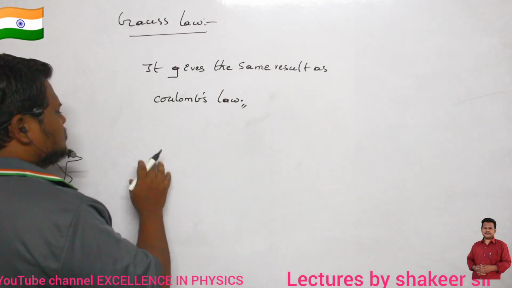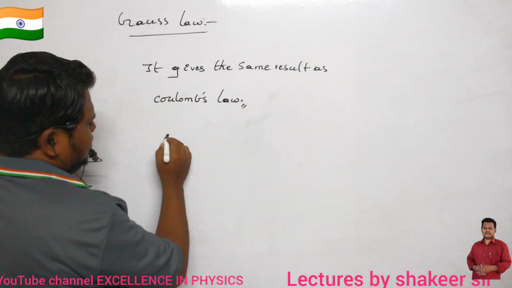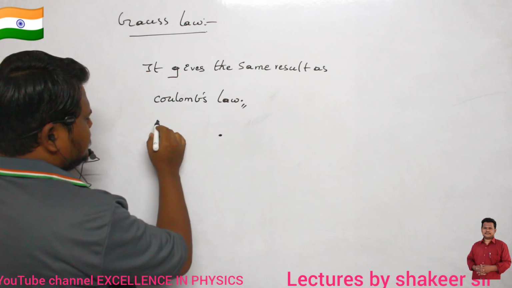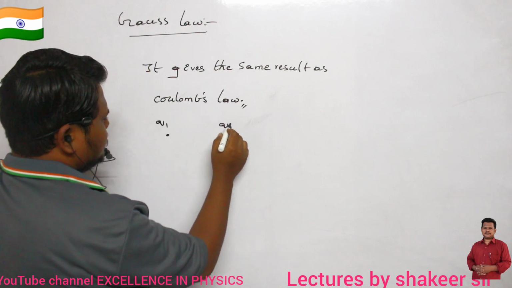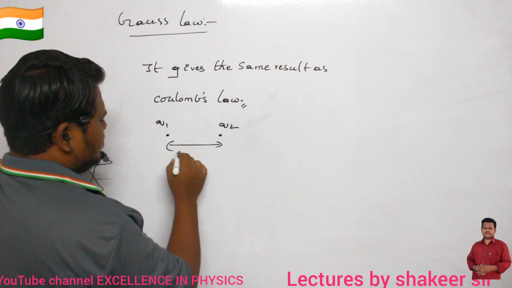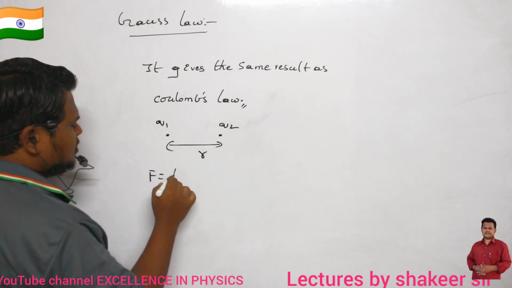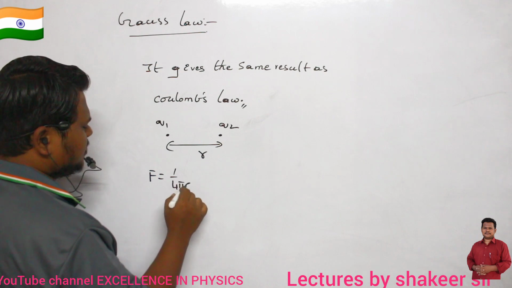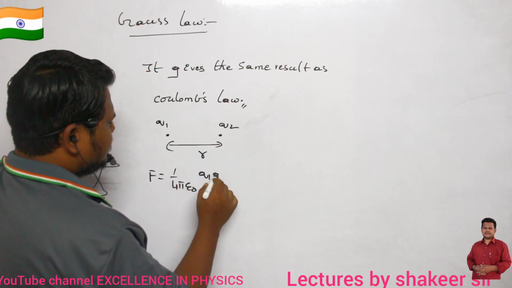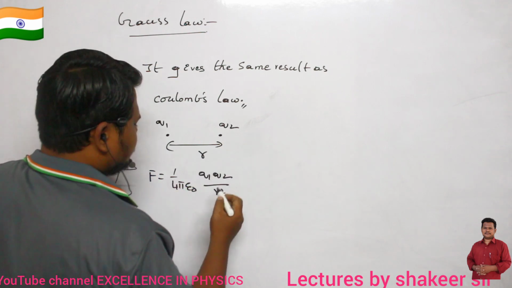So what is Coulomb's law? Coulomb's law we have already studied. For example, these are two charges Q1 and Q2. They are separated by a distance of r. Then what is the force of interaction between them? F is equal to 1 by 4 pi epsilon naught Q1 Q2 divided by r square. This is what we have studied.